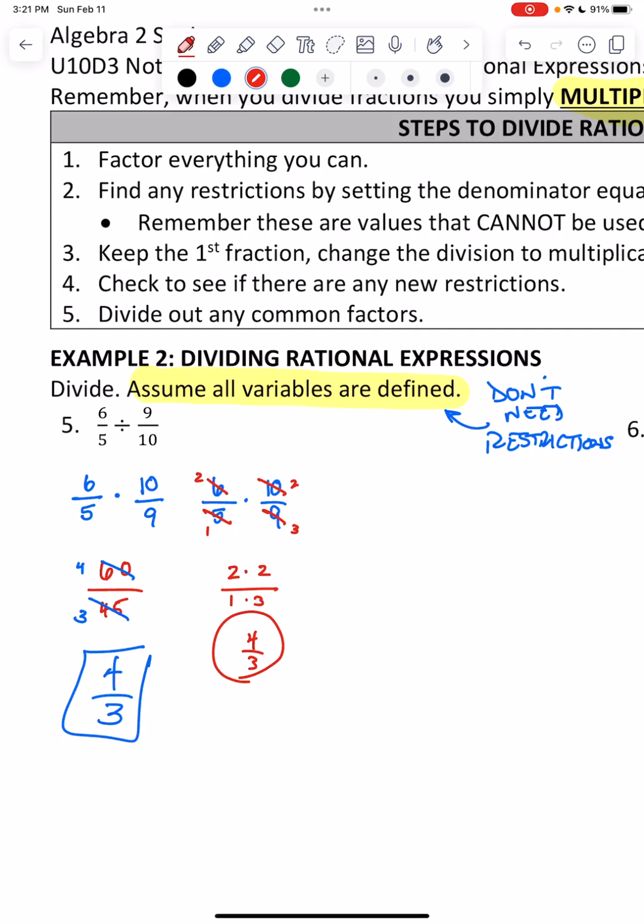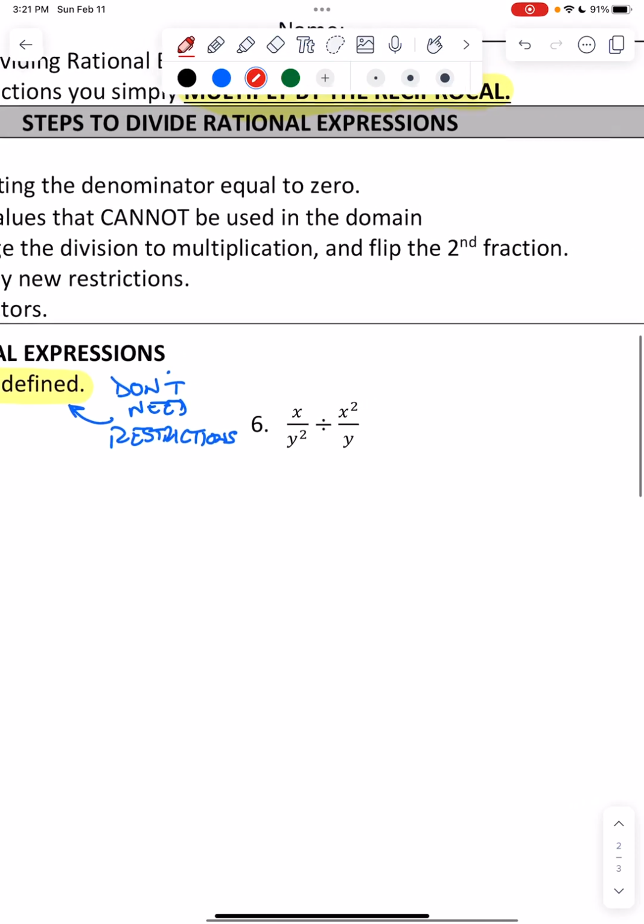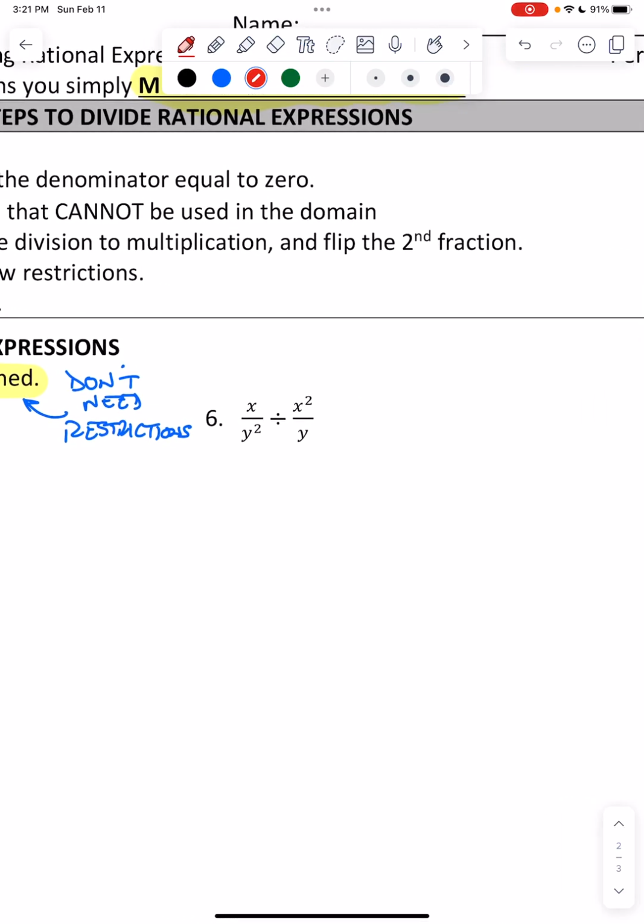So you get the same thing, okay? Either way you want to do it, all right? Now, we start throwing some variables in here. That doesn't change anything, okay? So we still keep the first, change the multiplication, and flip the second, okay? And then again, you can multiply if you want, or you can cancel diagonally.